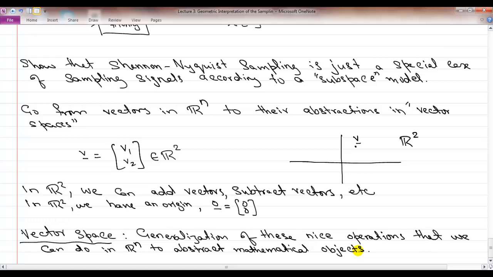A collection of objects can be, you can say the collection is a collection of houses or collection of people. As long as the collection satisfies certain properties, you can do certain operations on those objects. You can add things. There is something called a zero. Then you have a vector space. We'll go through the formal definition in the next class, and we will build through that and argue that the space of band-limited signals is nothing but actually a subspace in a vector space.